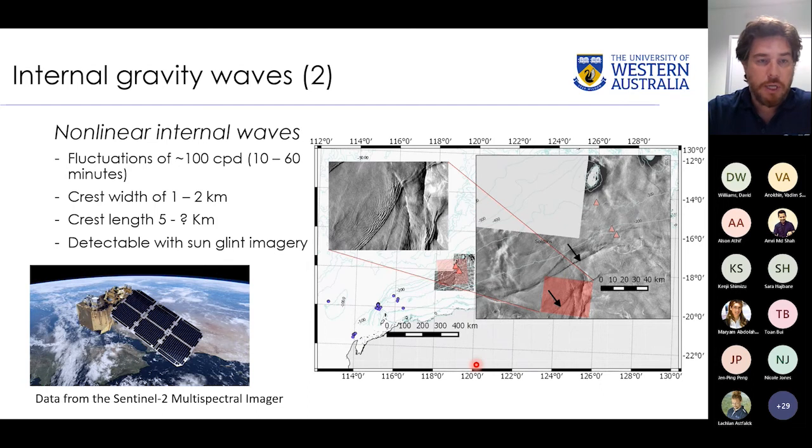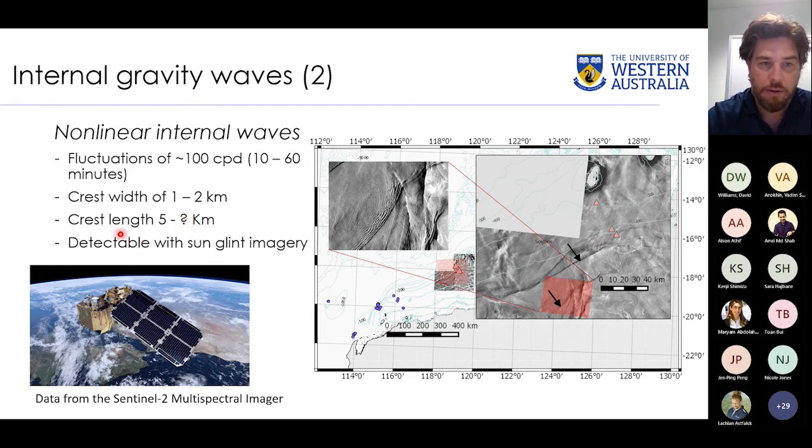And then the last process is the nonlinear internal waves. So these are internal waves that have steepened and started dispersing into these higher frequency packets. So they have fluctuations of about 100 cycles per day, 10 to 60 minute period, that is. The length scales, so across the crest it's 1 to 2 kilometres, and along the crest is roughly 5 to some unknown distance.